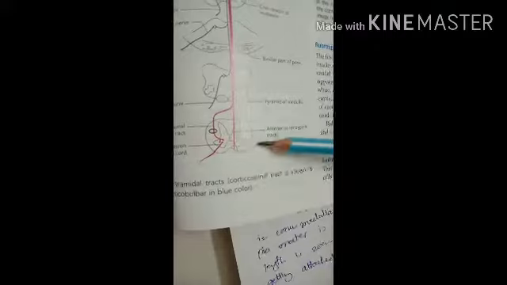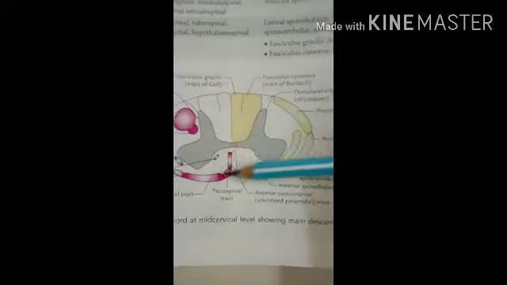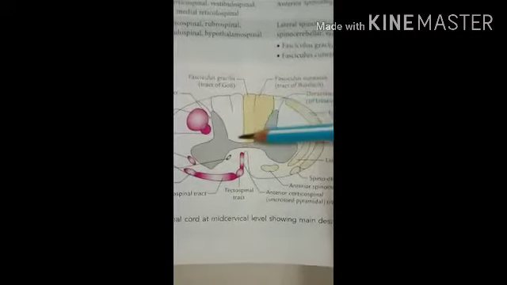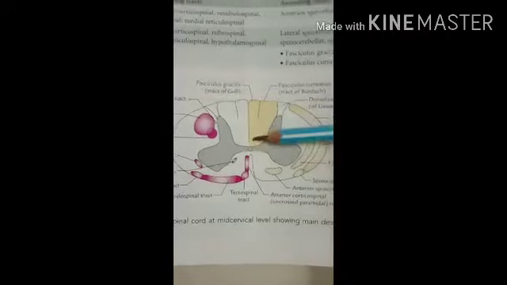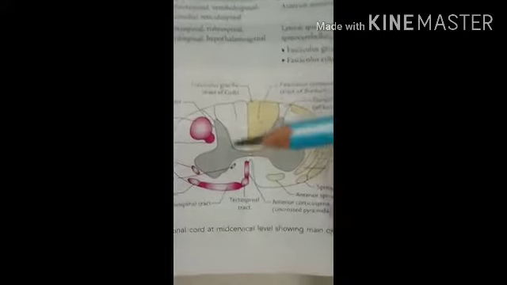And some fibers, the 20% of fibers, come straight down on the same side of the spinal cord. That is called the anterior corticospinal tract. Here the anterior corticospinal tract, the 20% of fibers, comes on this side. So they are not decussated.